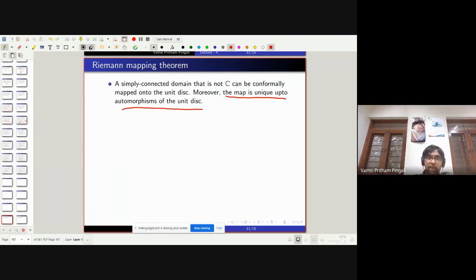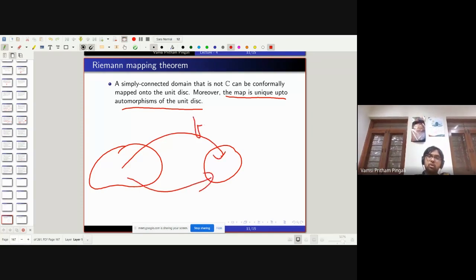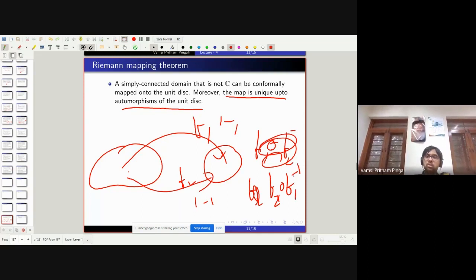If I give you two maps from the simply connected domain to the unit disk, which are both conformal maps, so both are one-to-one analytic maps, the claim is that F2 composed with F1 inverse is a Mobius map. You take F1 inverse to go from the disk back to the domain, and then F2 to go to the disk again. This is what the statement is saying. Okay.